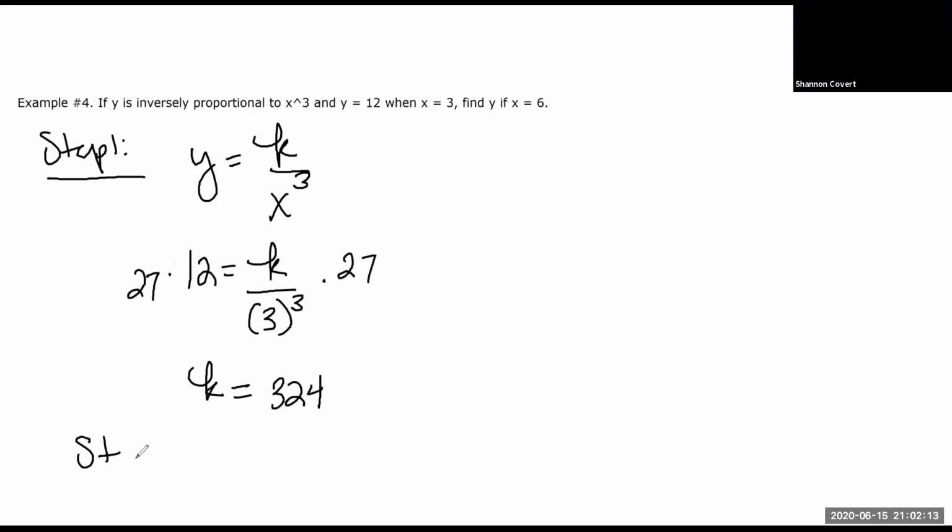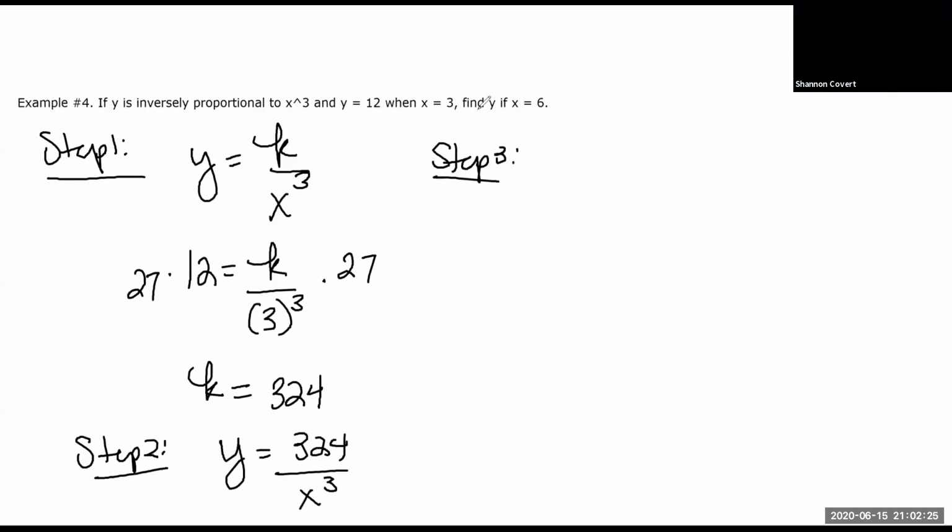Step 2, rewrite my formula. Y equals 324 over x to the third. Step 3, find y if x is equal to 6. That's y equals 324 divided by 6 to the third. Y equals 1.50.